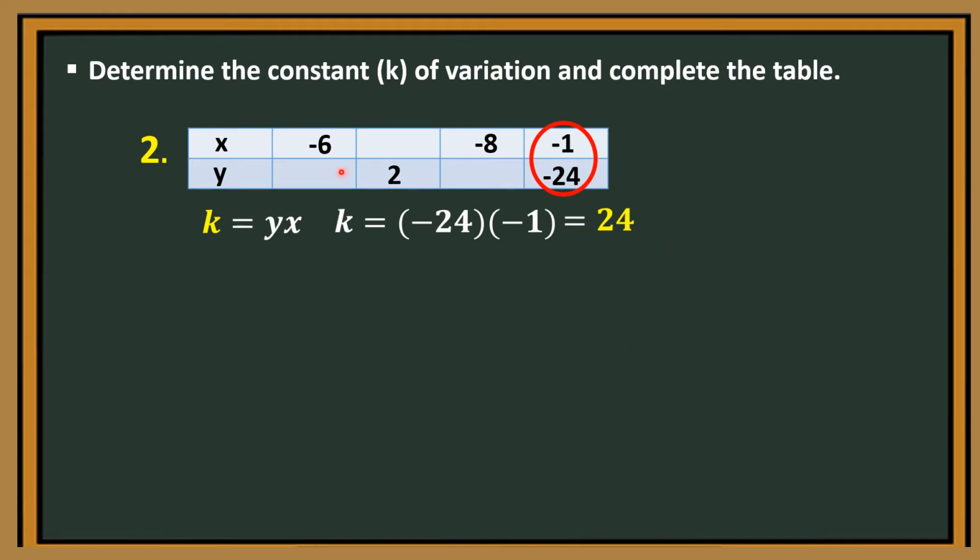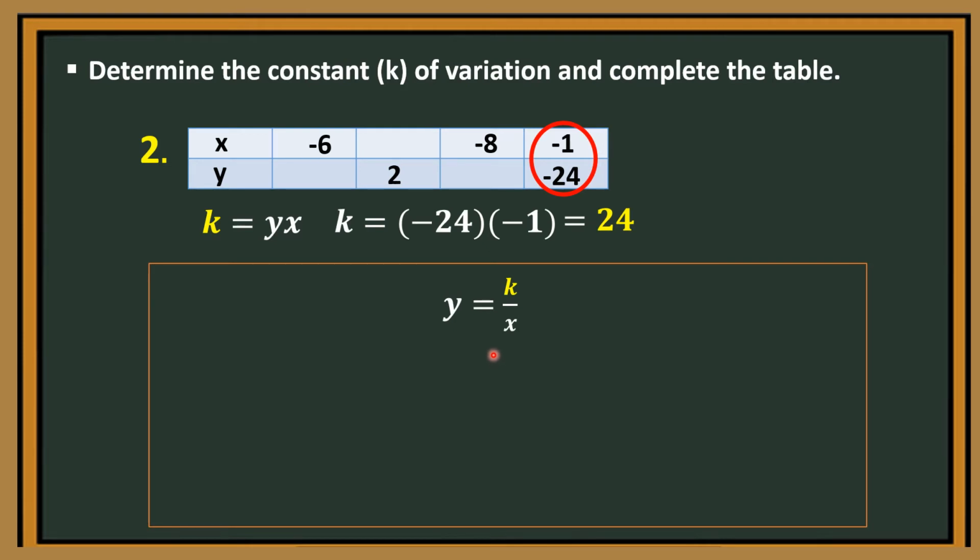Then let us solve for y and x. Use the equation for the inverse variation, that is y is equal to k over x, wherein k is the constant. So in the first column, the value of x is negative 6, but we do not have value for y. Therefore, y is equal to 24, that is your k, and your x is negative 6. Then divide the 2, y is equal to negative 4. So let us write here negative 4.